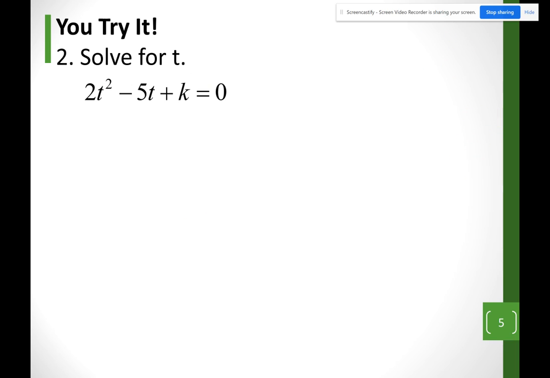Now you guys try this one at home. That's what you guys should get.